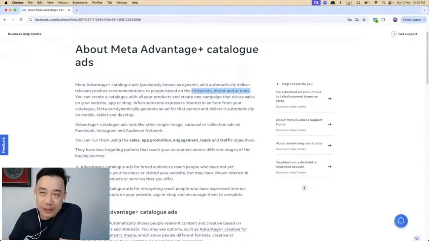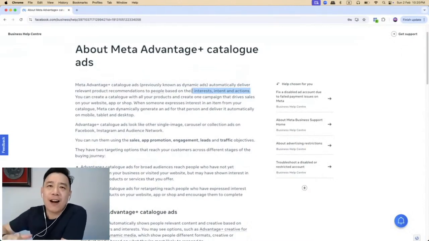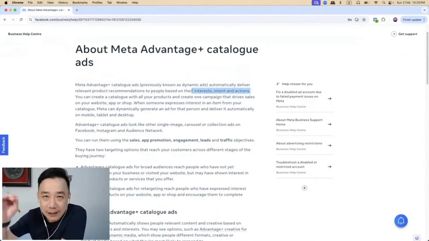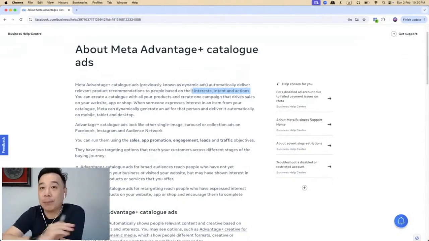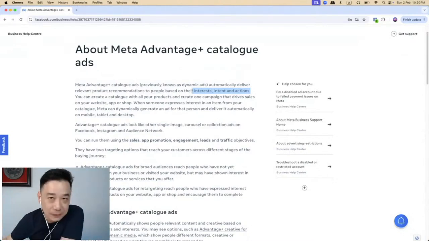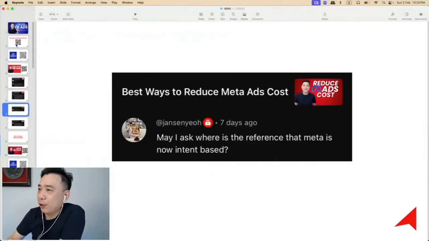So I always like to tell people, the best way to target the best audience for your advertisement, in my opinion, is in your ad. Because that is where you can tell the algorithm and your audience what you sell, and the algorithm will do its job to match your ad to the right people who are looking for that. Simple as that.